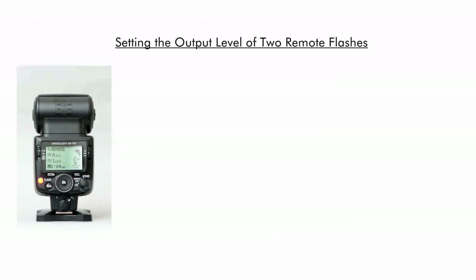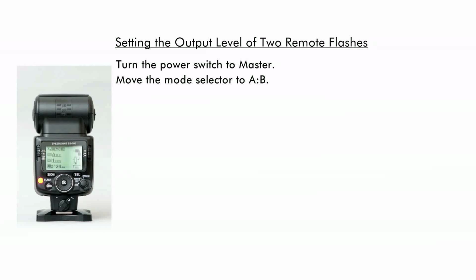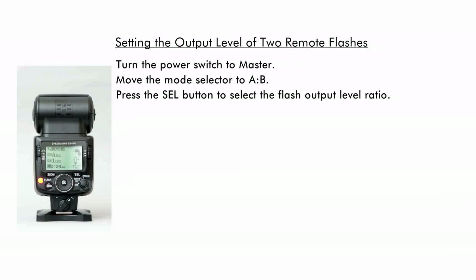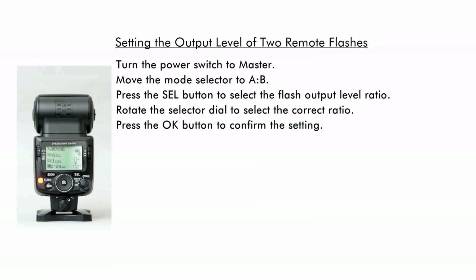The SB700 also offers a quick wireless control mode that lets you balance the output level ratio of 2 remote flash unit groups. To set it up, turn the power switch to master and move the mode selector to AB. Press the SEL button to select the flash output level ratio of groups A and B. Rotate the selector dial to select the correct ratio. Press OK to confirm the setting.